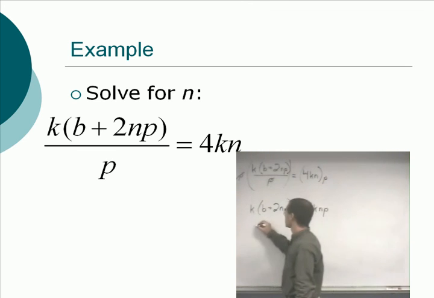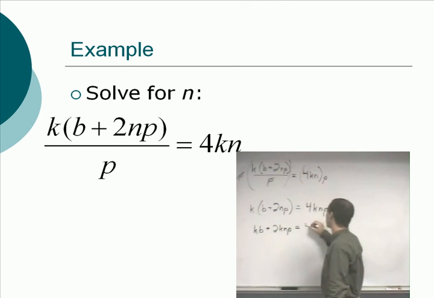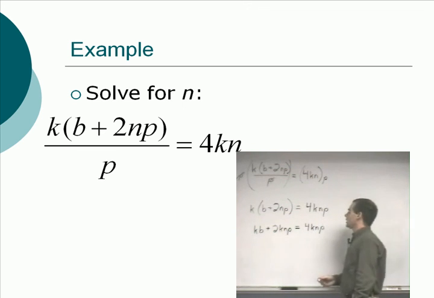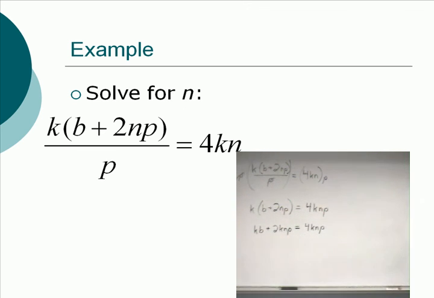Distribute. KB plus 2KNP is equal to 4KNP. Now these happen to be the same, but what if it was 2NKP or 2PNK? Would that make it a different type of term? No, the order of multiplication does not matter. So as long as these are being multiplied together, we can put them in any order. 2 times 3 is the same as 3 times 2.